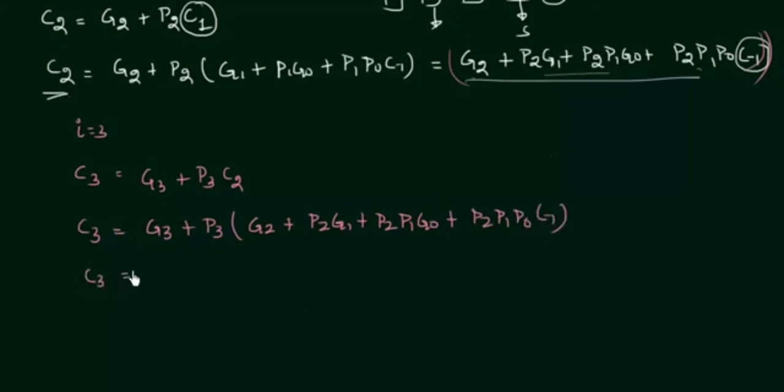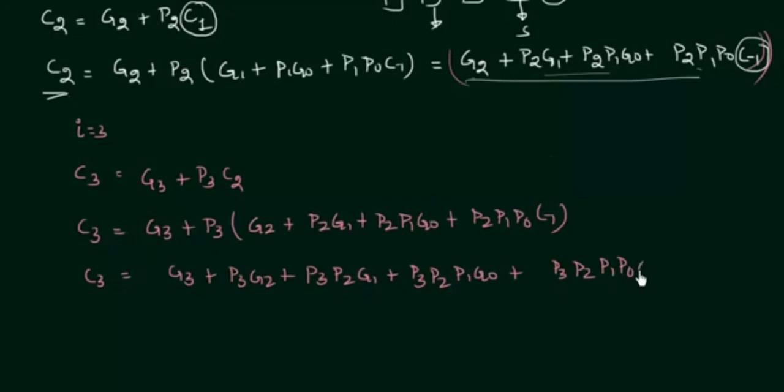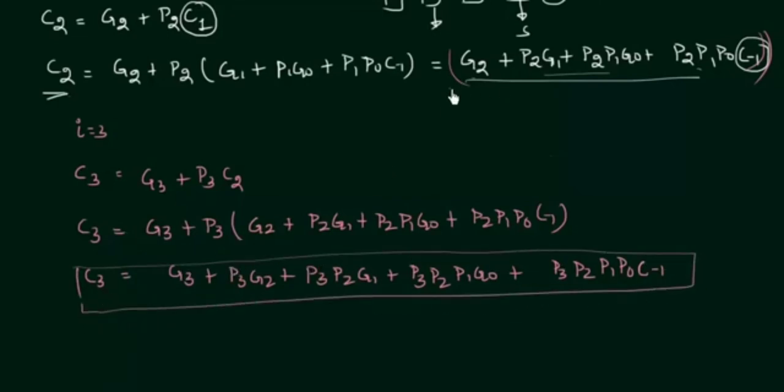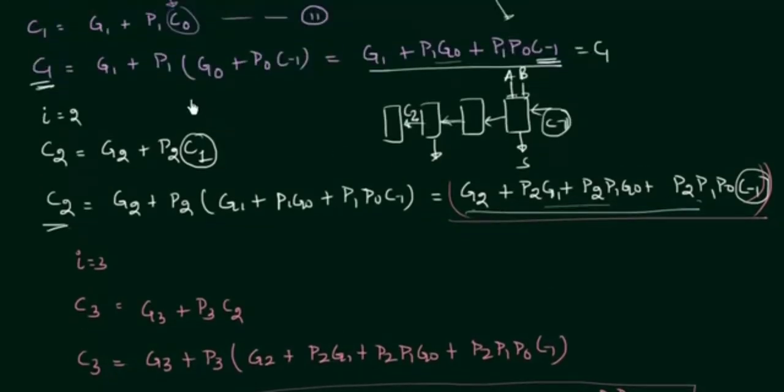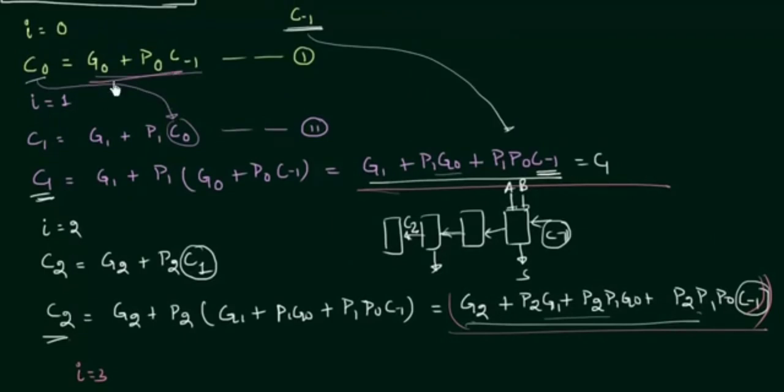Now let's open the bracket. G3 is there, P3 G2, P3 P2 G1, and this will be P3 P2 P1 G0, and the last term will be P3 P2 P1 P0 and C minus 1. So this is the value of your C3, and this was the value of your C2, this was the value of your C1, and this is the value of your C0.